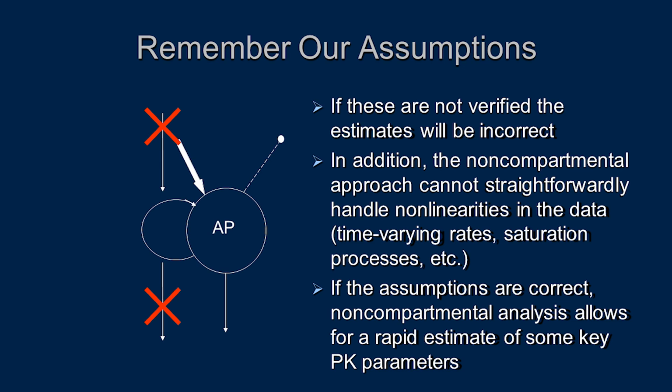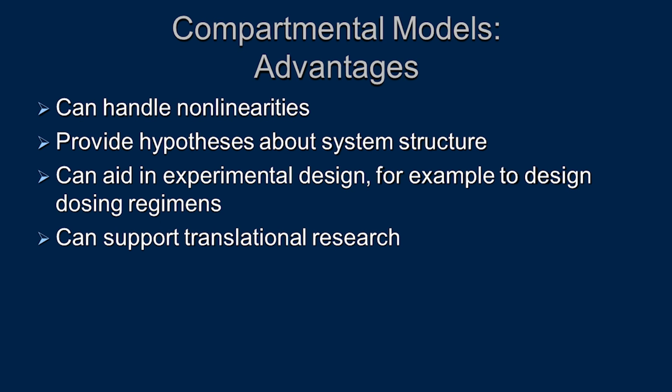And also the last item that we mentioned is that if there are non-linearities in the system, like the time varying rates that we saw earlier in the compartmental case, where we had the Michaelis-Menten rate of elimination, the non-compartmental approach cannot handle those properly. And so that means that in this case, non-compartmental analysis cannot be applied because the estimates may be misleading. So the advantages of compartmental models in general are that they can handle nonlinearities more easily.